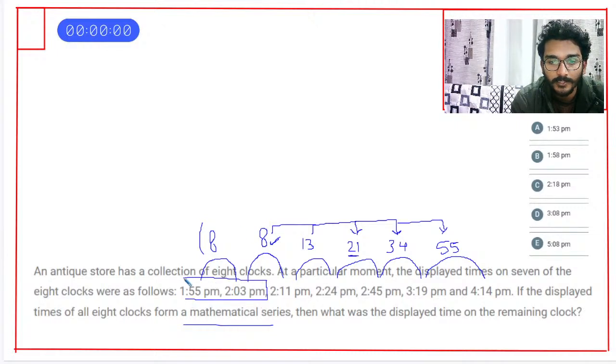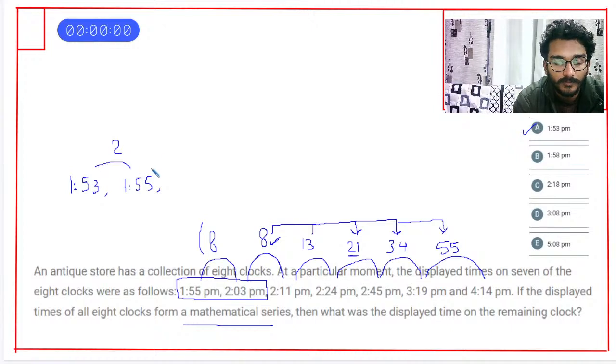So if I try the options, 153. If I take 153, it comes before 155. So there is a gap of 2, then a gap of 8, then a gap of 8, and then 13. But it is not following the pattern which has to be followed. It should be 10 in this case. So this is not the option.